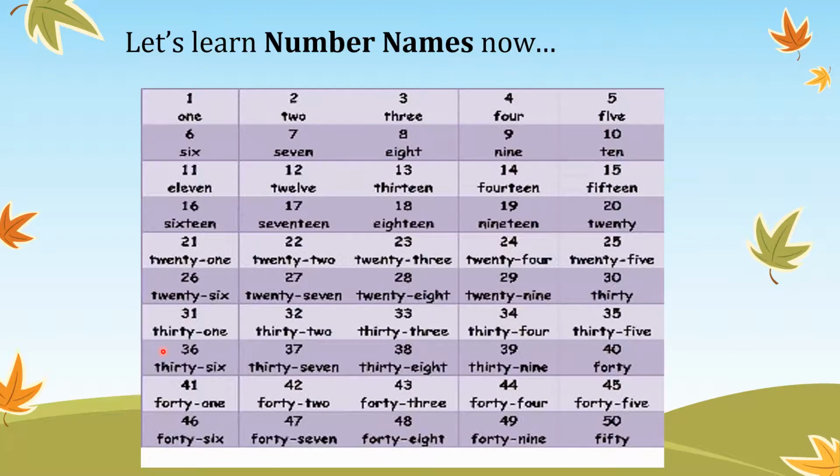Students, please pay attention here. It is 30, T-H-I-R-T-Y. It is not 3T, T-H-R-E-E-T-Y. It is not 3T, it is 30. ये है 30, ये 3T नहीं है.